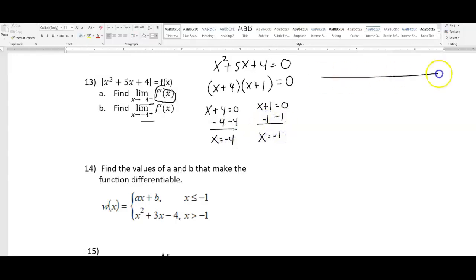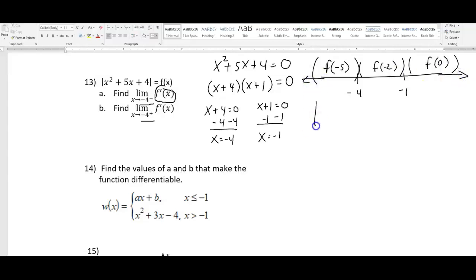Then we do our number line test. We have -4 on the left and -1 here. And then we test the intervals to see whether or not we end up with a sign change. So we're going to do f of -5, f of -2, and f of 0. Just pick any number on those intervals of your number line.